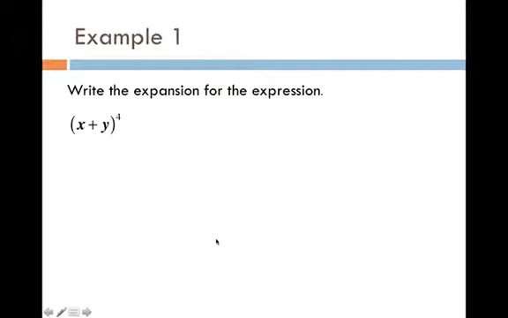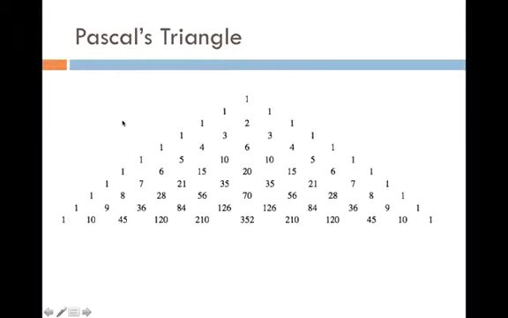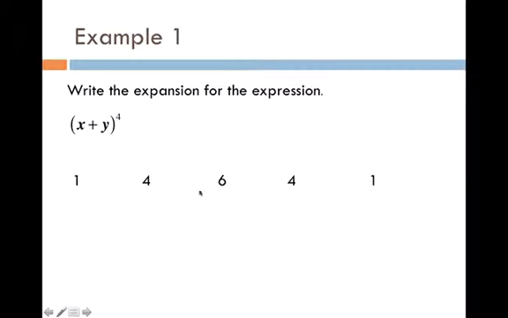If we wanted to expand this binomial, we would take a look at the power of the binomial. It's the fourth power, so we can go to the fourth row of Pascal's triangle, starting with 0. So the 0 row, 1, 2, 3, 4. This is the fourth row of Pascal's triangle. We write these numbers down: 1, 4, 6, 4, 1. Put spaces between them because we're going to fill in these spaces with more parts of the term. These are the coefficients.